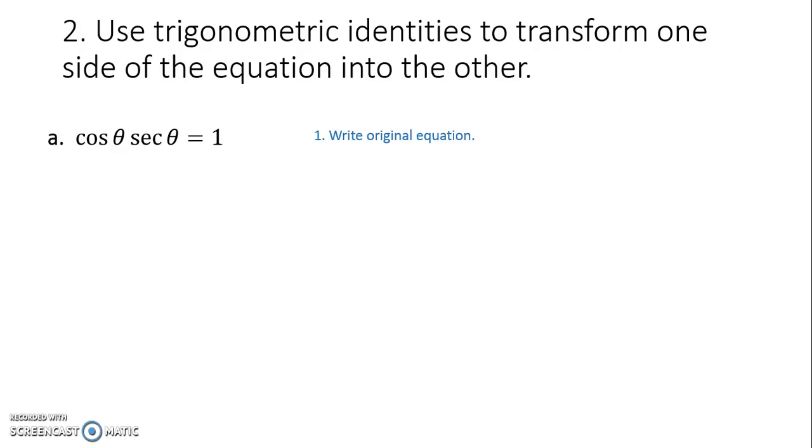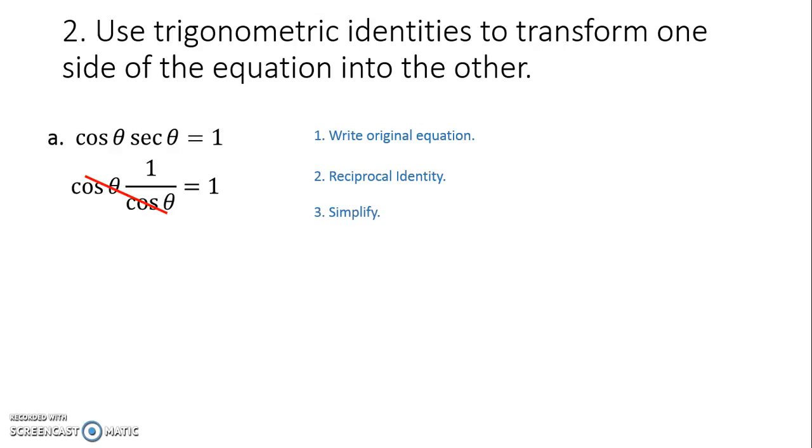The more complicated side here is the left, so that's the side I'm going to mess with. One great step to take from there is to rewrite using sine and cosine, or in this case, I'm going to use my reciprocal identity, because instead of secant of theta, I can say 1 over cosine of theta. From there, my cosine of theta is canceled, so I'm simplifying.